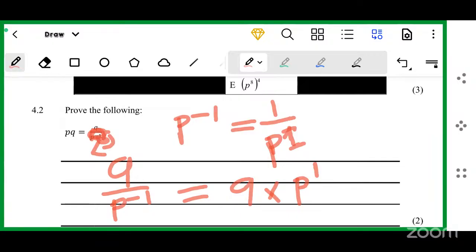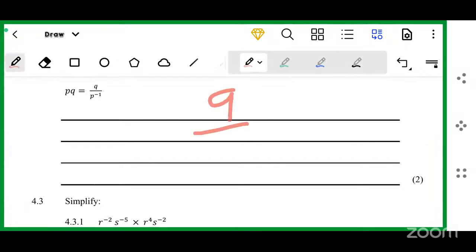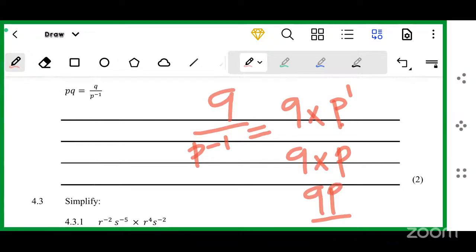Are you following? Yes, ma'am. Perfect. So now, I was saying we have negative 1, and then we have Q multiplied by P, and then we have 1. So this is the same as saying Q multiplied by P, which is QP. And you are done proving. Free two marks.